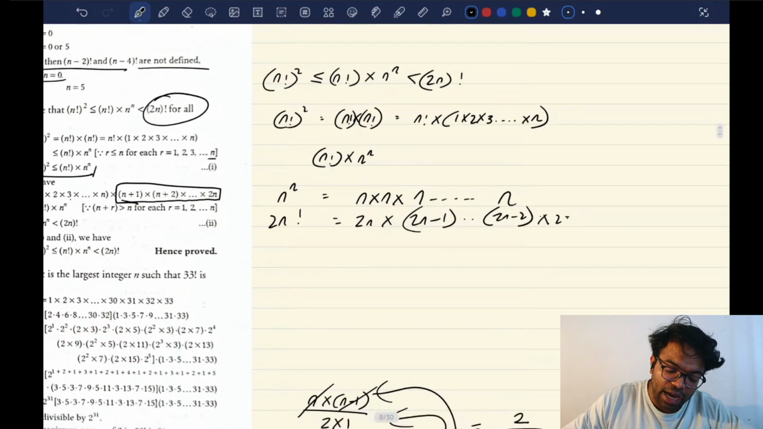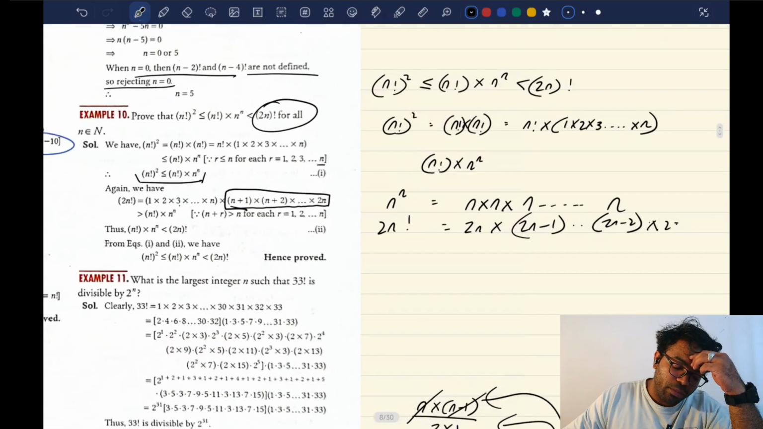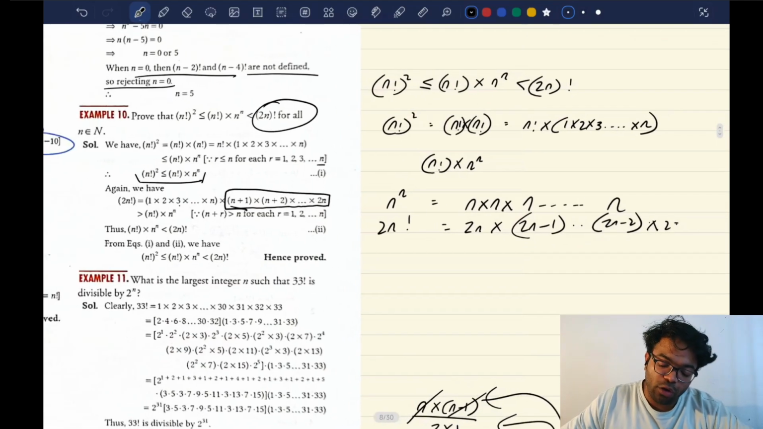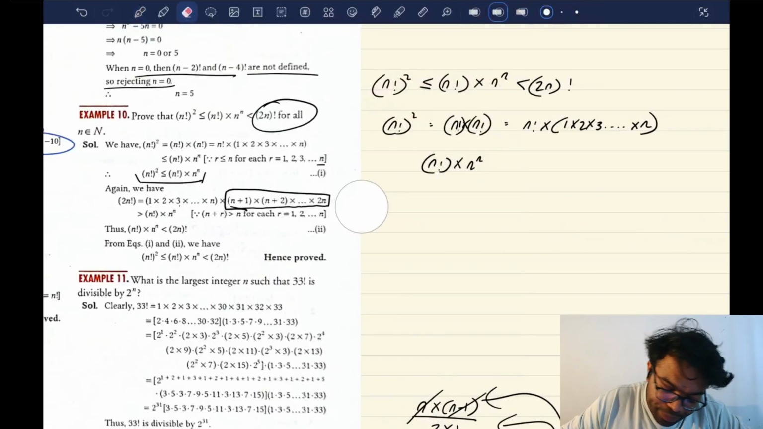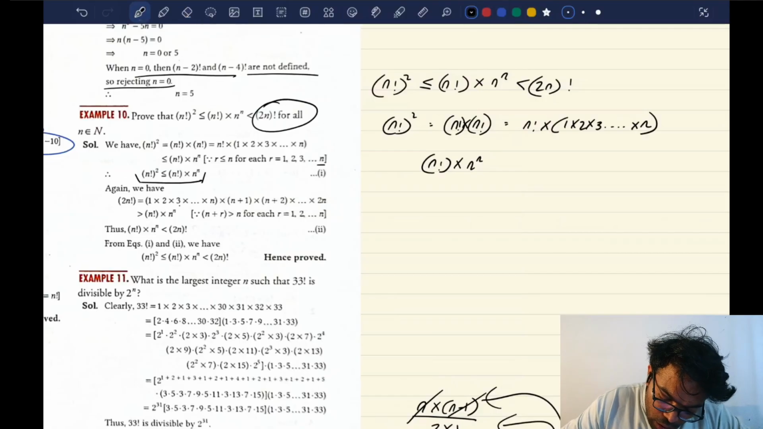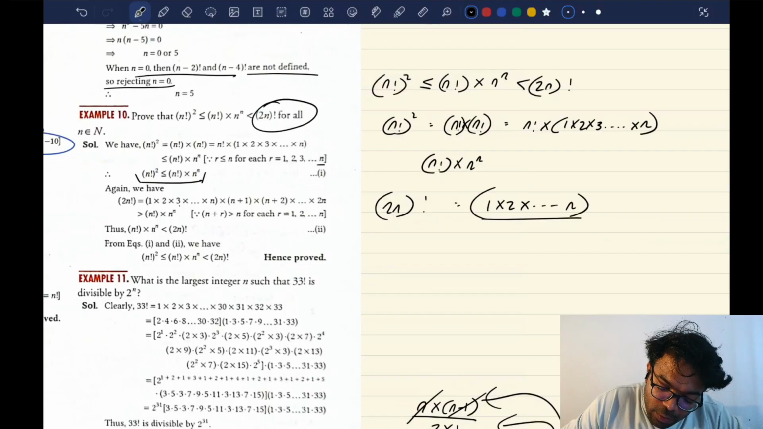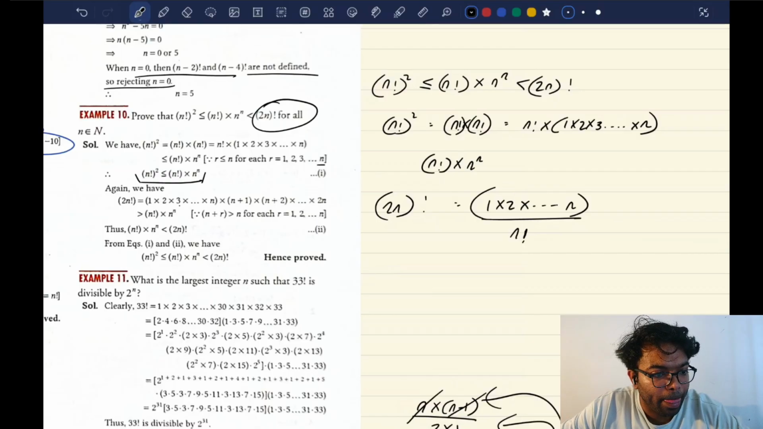If you did not understand, ask me. Okay? So basically, the reason for 2n factorial to be greater, I'll explain it once more. Okay? 2n factorial can be written as 1 into 2 into dot dot dot n. This whole thing is what? N factorial, right? Yeah.